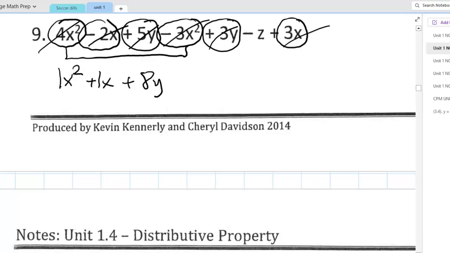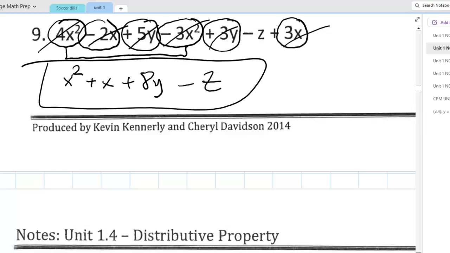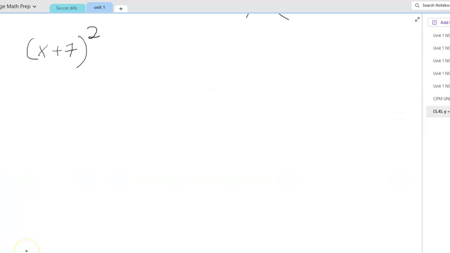and dealt with that and that. So that leaves us with negative z. Now, I personally would take away these 1s because you don't need that. It's just x squared plus x. And that's our final.